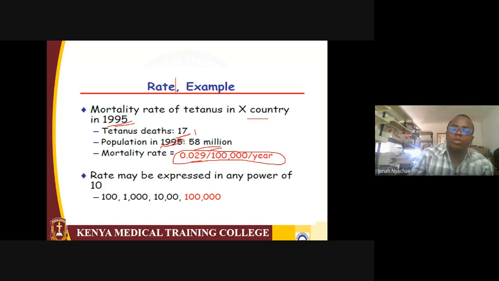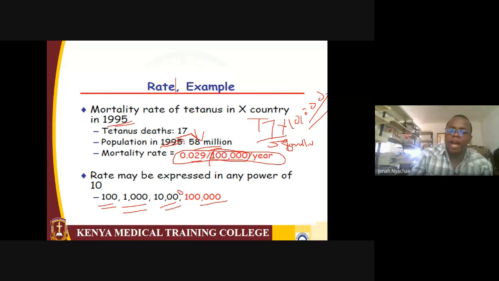So basically you can convert this. You take 17 over 58 million, and then you can choose to multiply by 10,000, just to get numbers which can be read. So the rate can be expressed in any power. It could be per 100, per 1,000, per 10,000, or per 100,000. That's why you'll find some reporting written as 0.029 per 100,000 per year.